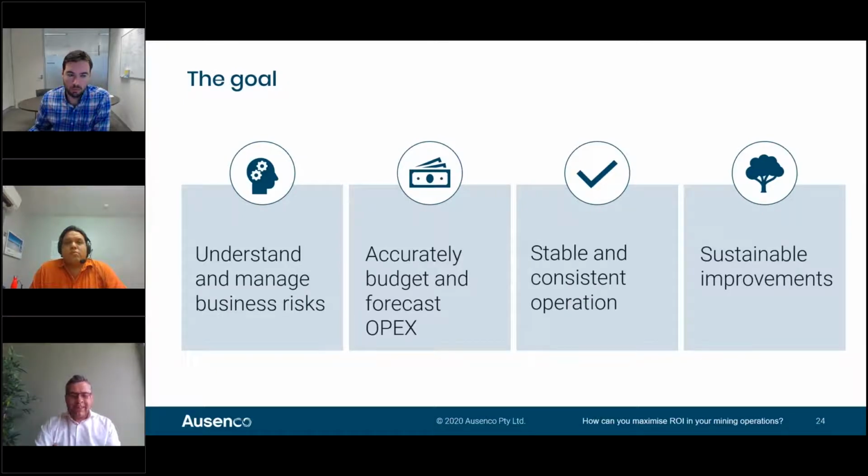So I want to talk a little bit about what's the actual goal here, and this is based on the core principles that Matt was talking about. We need to understand and manage business risk, because risks impact value, they impact revenue, they impact the ability to get the investment that you need. So being able to understand and properly manage risk at an organization level is really important.